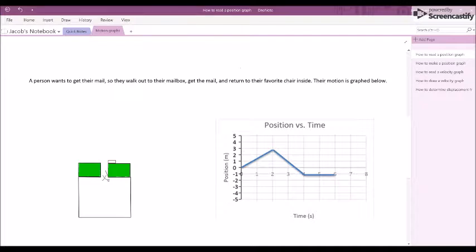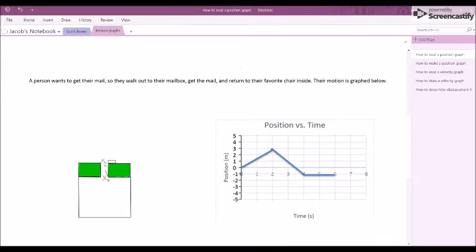Because at time 0, we have opened the door, we are going out to get our mail, okay? We move forward. How do we know we move forward? The slope of this line is positive, okay? So I start at 0, I move to about 3 meters, we're going to call it here, okay? That's forward 3 meters, okay? And so at time 2, position 2, okay, here we are, we get our mail.